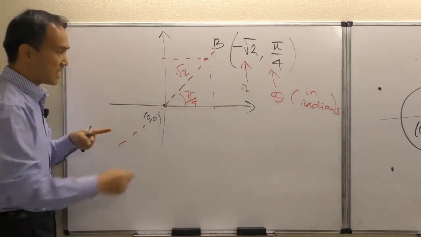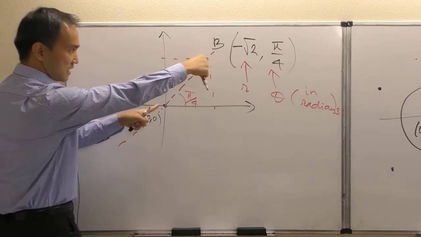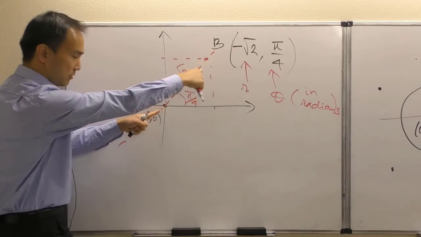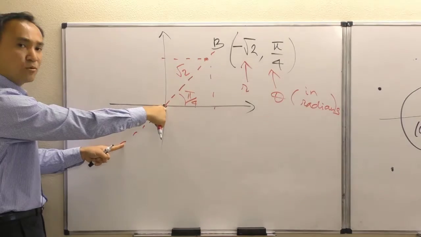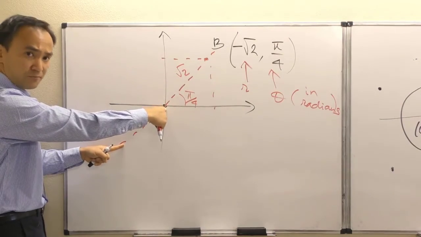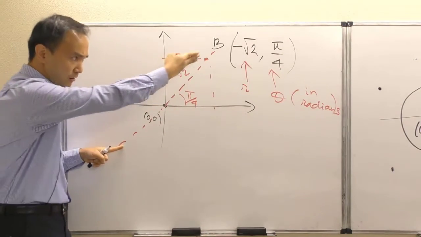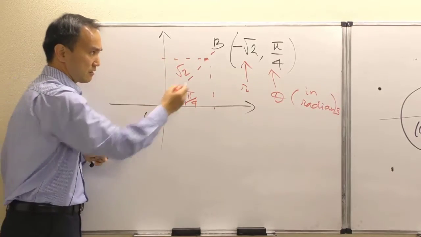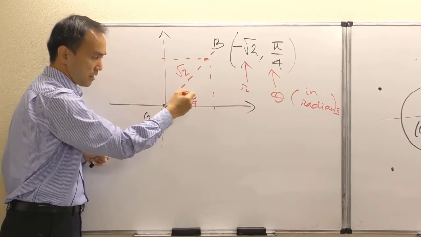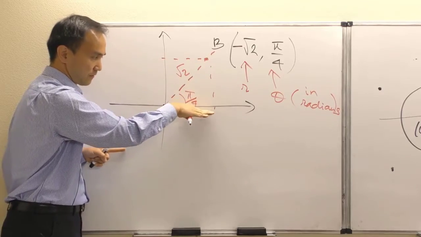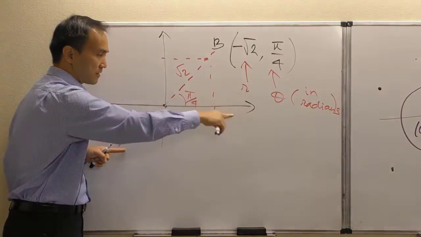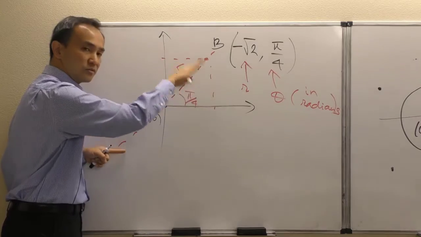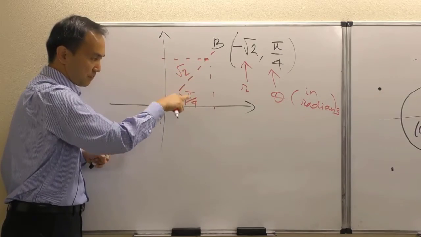All right, but the negative means the exact same distance, but I'm going to put that on the opposite side right there. On the opposite side, on the same ray, on that same dotted line right here. The pi over 4 angle is opening up from the x-axis in a positive direction at the amount of pi over 4.